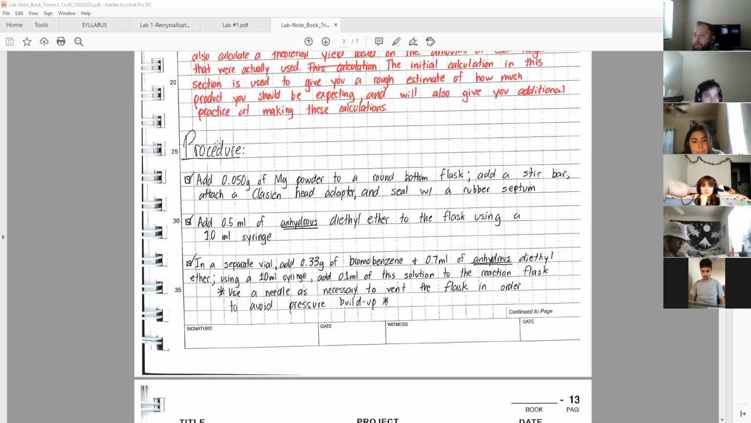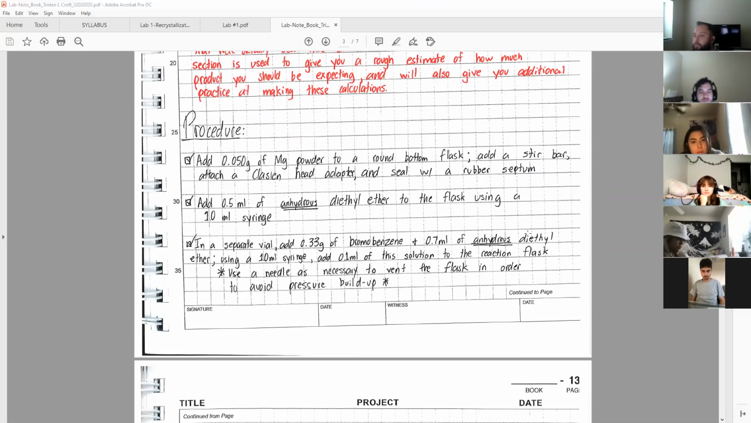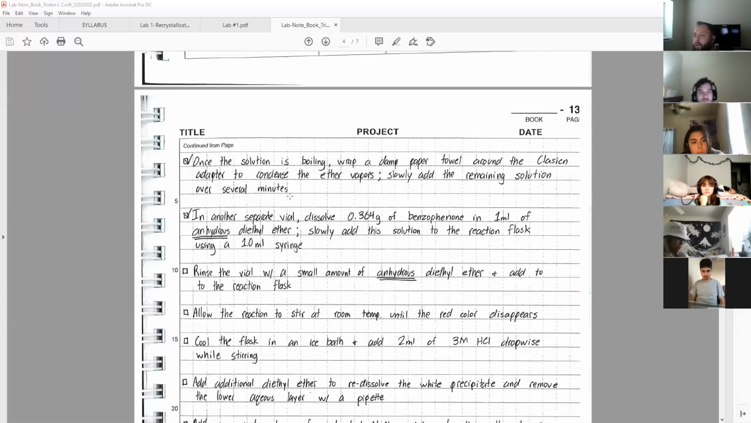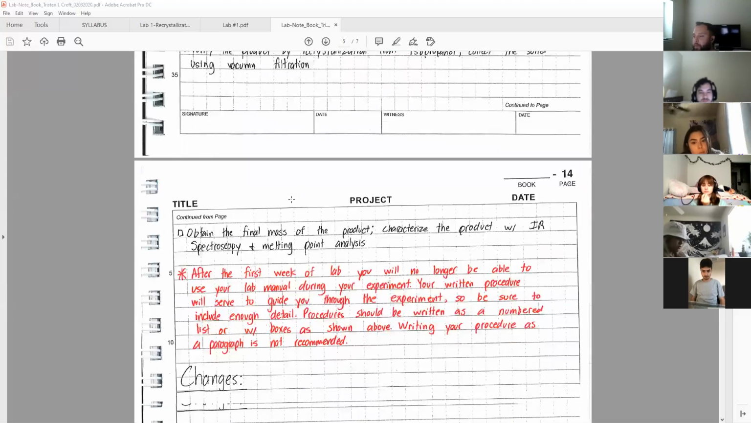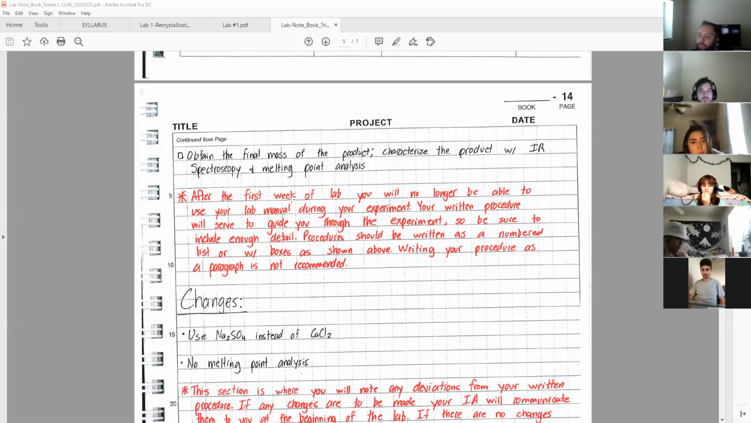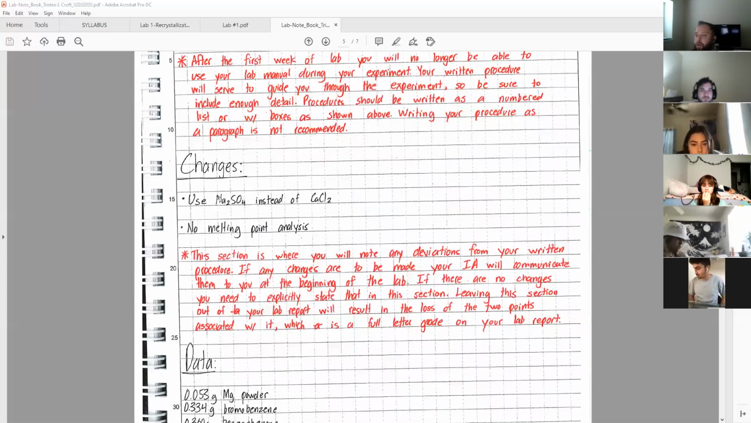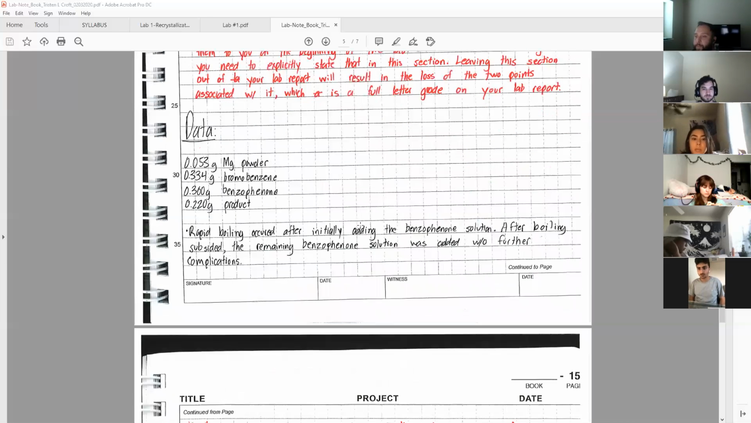And so here is the procedure. I'm pretty sure he just copied it from the lab manual straight away. Right here, they use sodium sulfate instead of calcium chloride. It's something that could happen in lab, but we're not doing that. And there's no melting point analysis, probably because they didn't have time to do it, whereas you guys aren't actually doing anything. You're not actually going to lab, so there is no time to do anything.